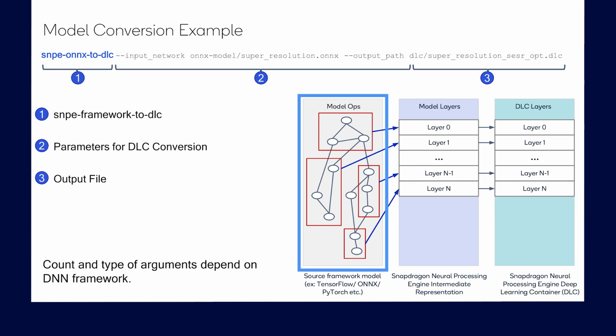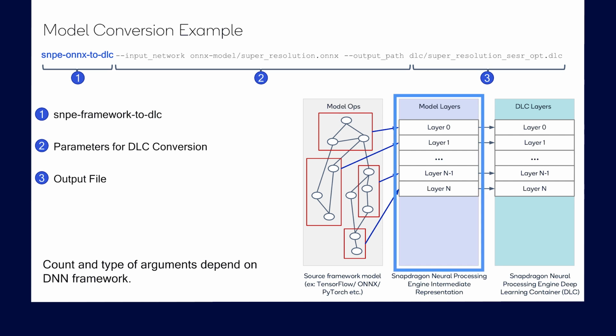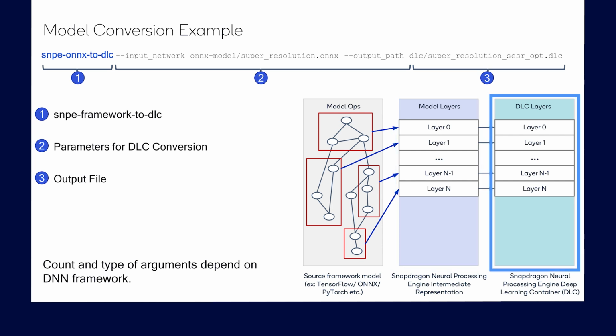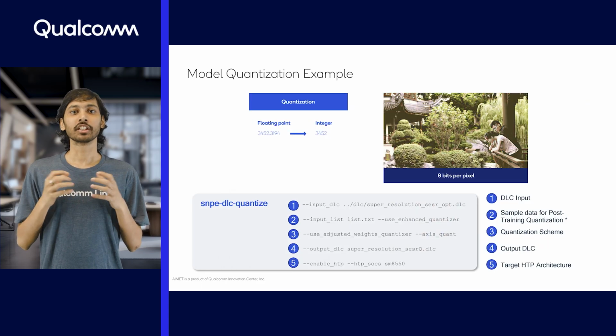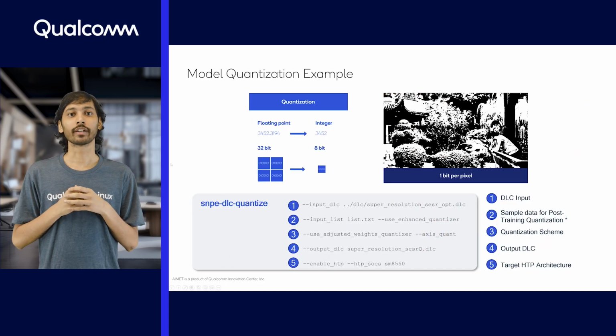Here you can see you have the framework model. You have the model layers, and now we have the DLC layers, which are the intermediate representation, which can be routed accordingly to the hardware. The DLC conversion is now done. The next step is to quantize the DLC.